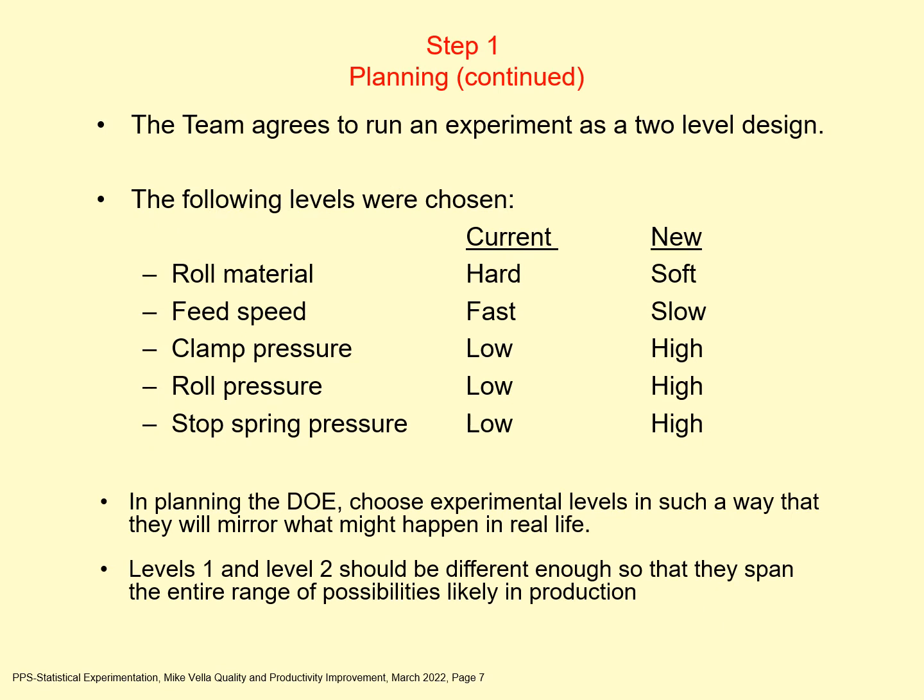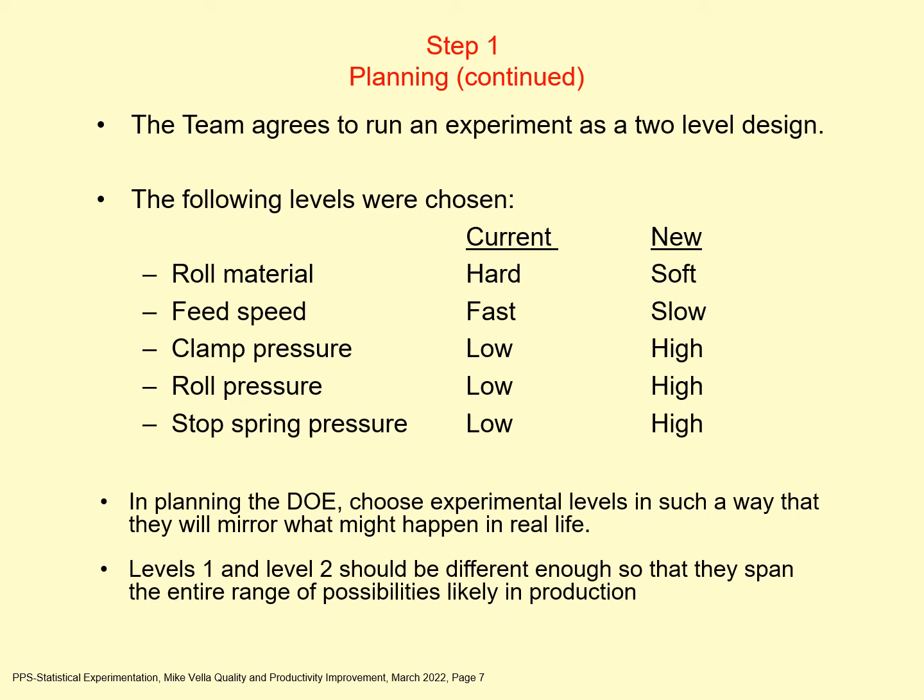The team agrees to run an experiment as a 2-level design. So for the 5 variables or 5 factors, the current column illustrates what we're running now, and in the new column is what they are proposing to run. So roll material goes from hard to soft, feed speed goes from fast to slow, clamp pressure from low to high, roll pressure from low to high, and stop spring pressure from low to high.